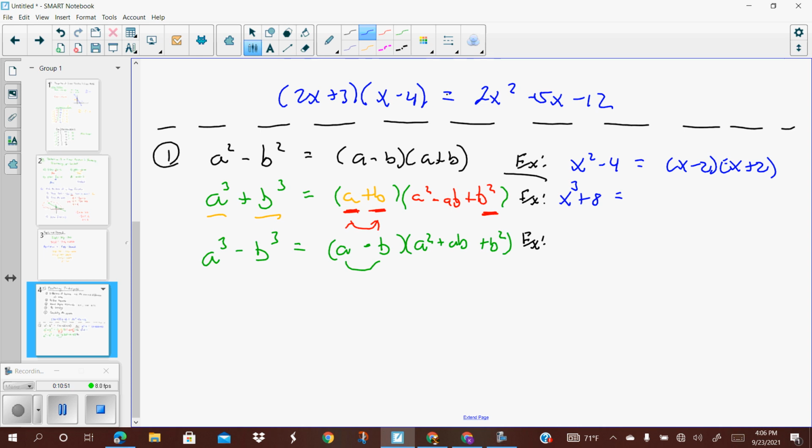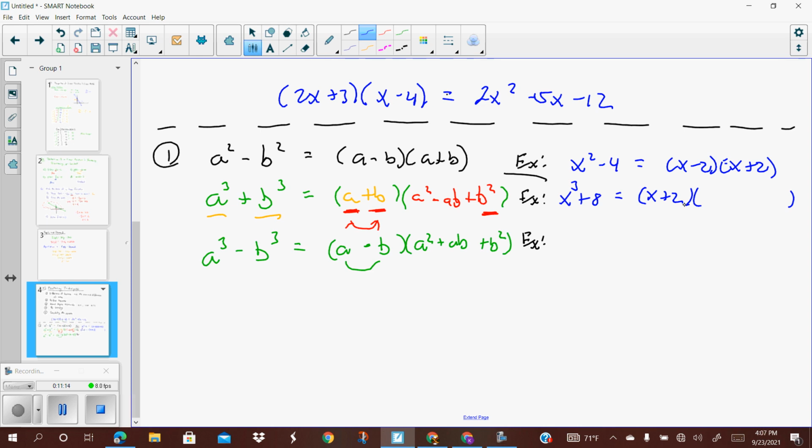So x cubed is the perfect cube of x. 8 is the perfect cube of 2. 2 times 2 times 2 is 8. So to factor this, a binomial times a trinomial. Cube root of x cubed is x. Cube root of positive 8 is plus 2.